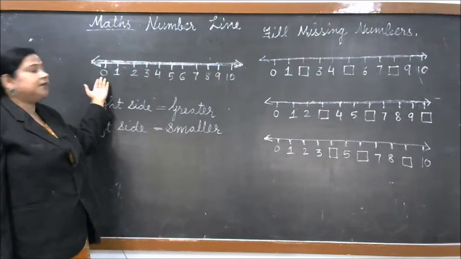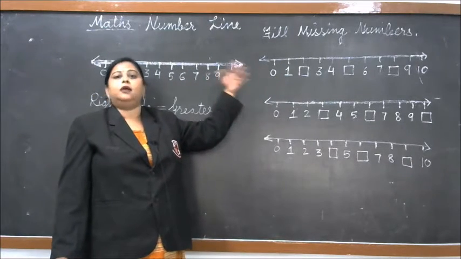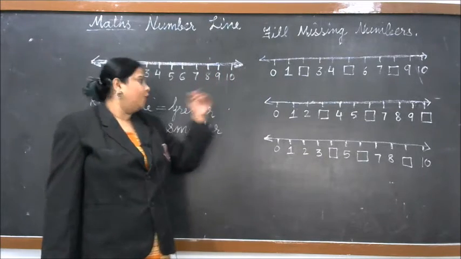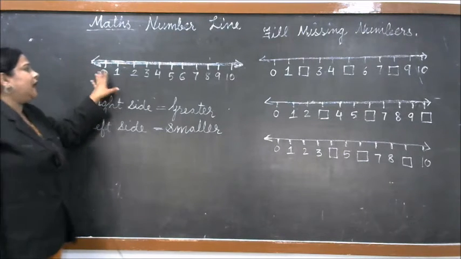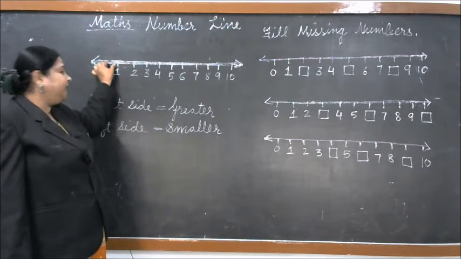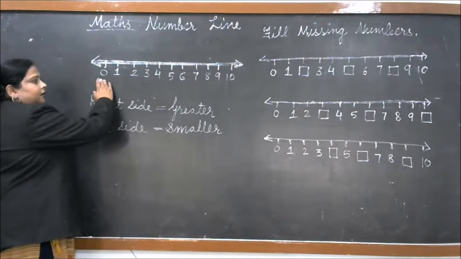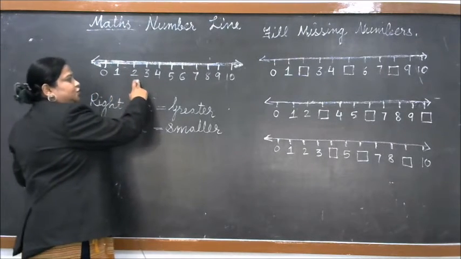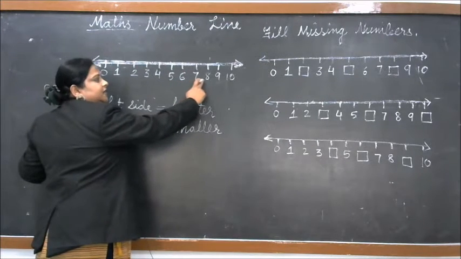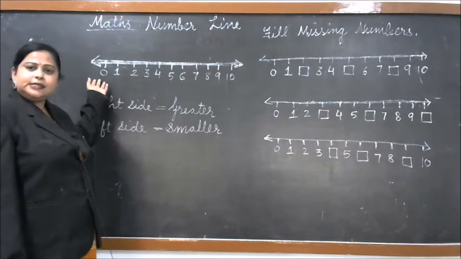In this, numbers are written from 0 to 10, and after 10 you can write numbers above, hundreds and many more. Okay. See this, the numbers are written in the same manner, giving the gap of the same measurement. Okay. See 0, 1, 2, 3, 4, 5, 6, 7, 8, 9, 10. In this number line, have you noticed something?